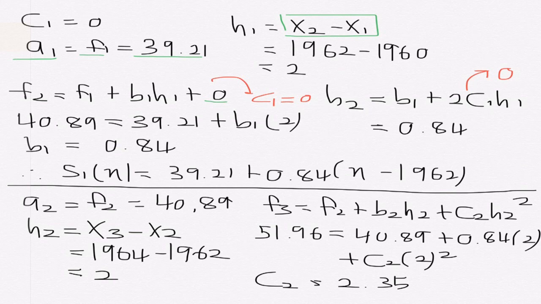Do the same thing for H2. B1 plus 2 multiplied by 0, so you get 0.84 directly. So the function of S1(x) equals 39.21 plus 0.84 (x minus 1962) plus 0. Since C1 equals 0, when you multiply, the whole thing will get 0.